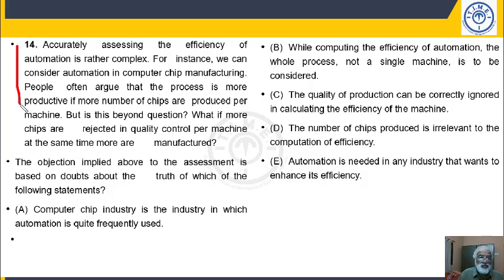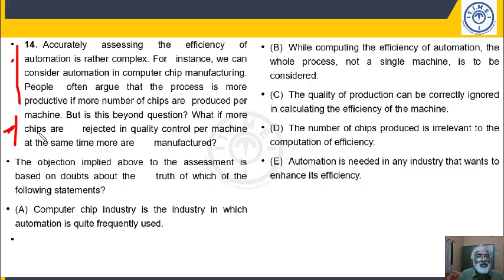But this person questions that assessment. He says, but is this beyond question? What if more chips are rejected in quality control per machine at the same time that more are manufactured? So he says what's wrong with this assessment is, suppose you actually had higher rejections of quality, then what's the point of turning out more chips? So the objection implied here to the assessment is based on doubts about the truth of which of the following statements. That means somebody is going to give you a statement here, the truth of which these people are doubting. There's going to be a statement in the choices. The truth of that statement is going to be doubted by these guys.